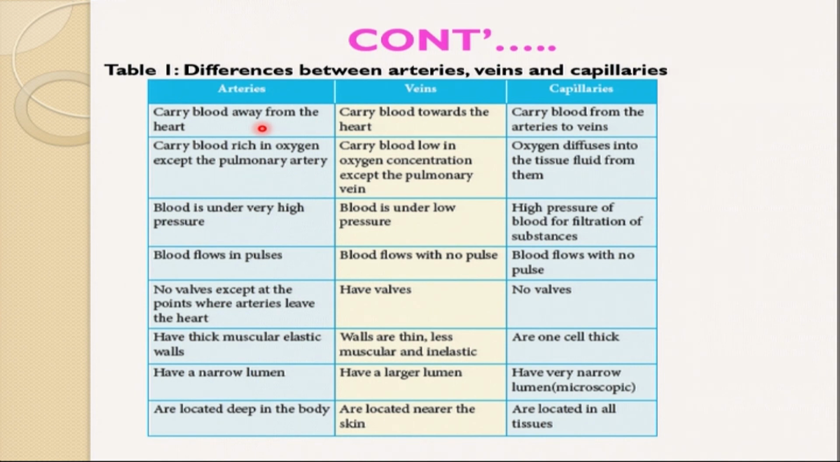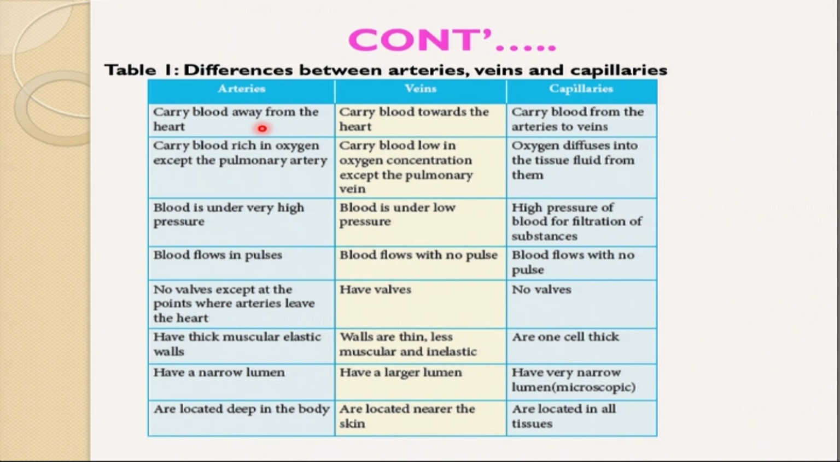In terms of thickness, arteries have thick, muscular walls with elastic fibers. Veins have thin walls that are less muscular and inelastic. Arteries have a narrow lumen, veins have a large lumen, and capillaries have a very narrow lumen. The last one: arteries are located deeper in the body, veins are normally located near the skin, and capillaries are located in all body tissues.